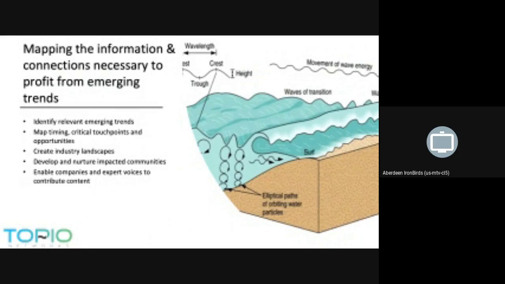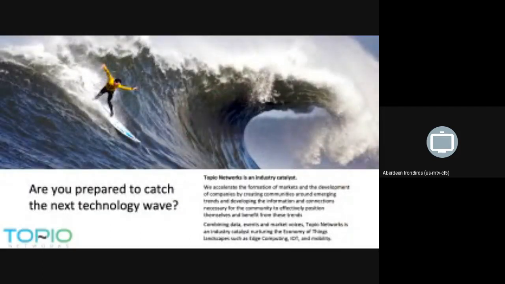So we identify the emerging trends, we map timing, we map the critical touch points and opportunities. We then create industry landscapes. So we'd love to have your landscape on geospatial. And we develop and nurture the impacted communities. That's where we have 1.2 million subscribers. And then we enable companies and expert voices to contribute content to the story. And with that, we enable entrepreneurs, startups, but also big companies like Microsoft, Twilio, Influx, to really understand how they can catch the next technology wave.